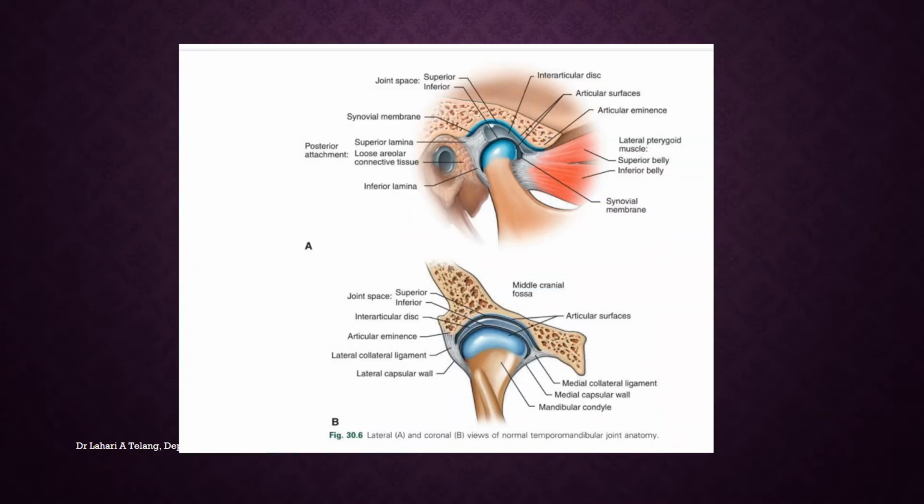This is just to summarize the anatomy of the temporomandibular joint. It's important to remember that the joint comprises the head of the condyle, part of the articular surface and the eminence, and then there is an interarticular disc, which is a fibrocartilaginous structure.